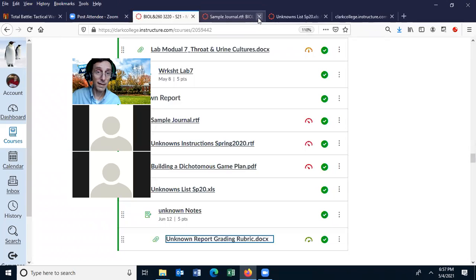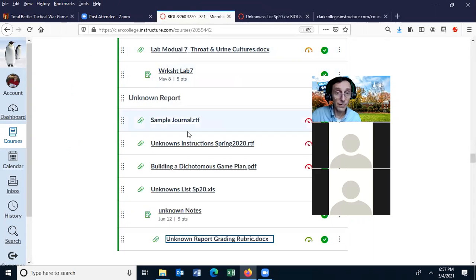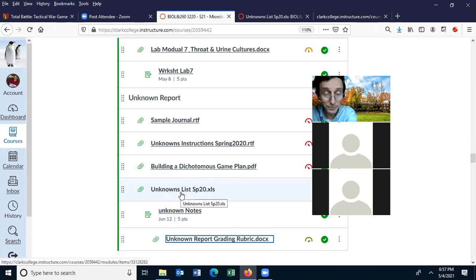I think we can shut the sample journal. Like I said, take a look at these: the sample journal, obviously the instructions you should have looked at already on how to follow a dichotomous game plan. This is the list of the possible species. You'll need to look at this list to narrow down your unknown and then decide which test to run next.